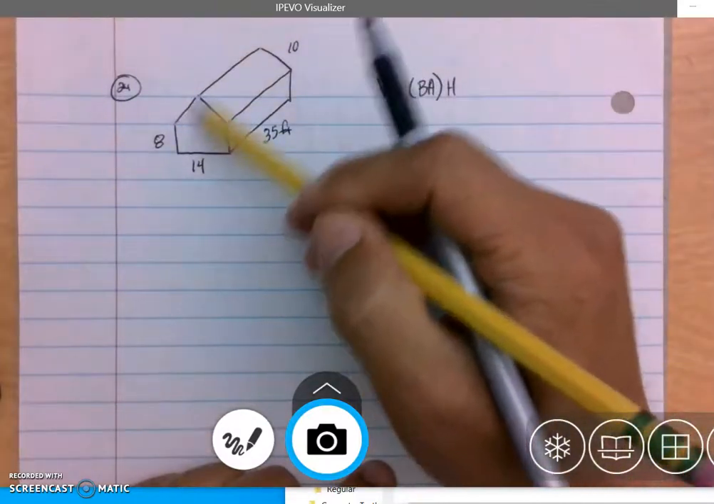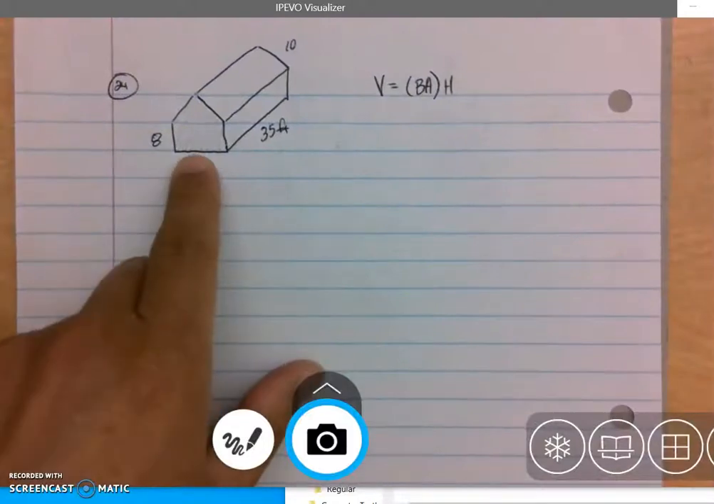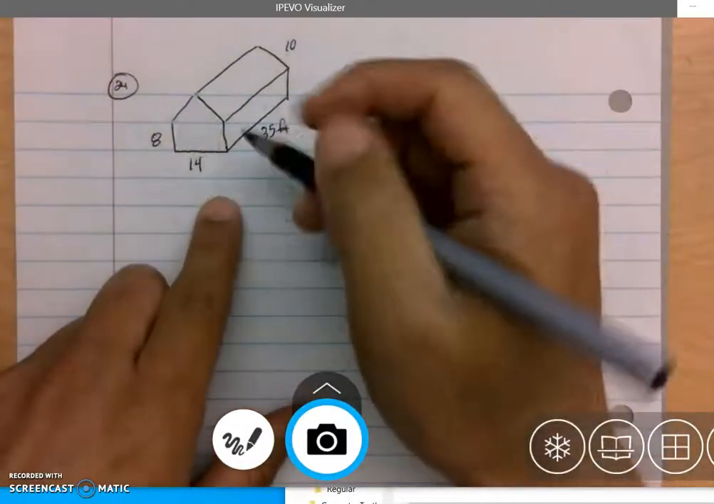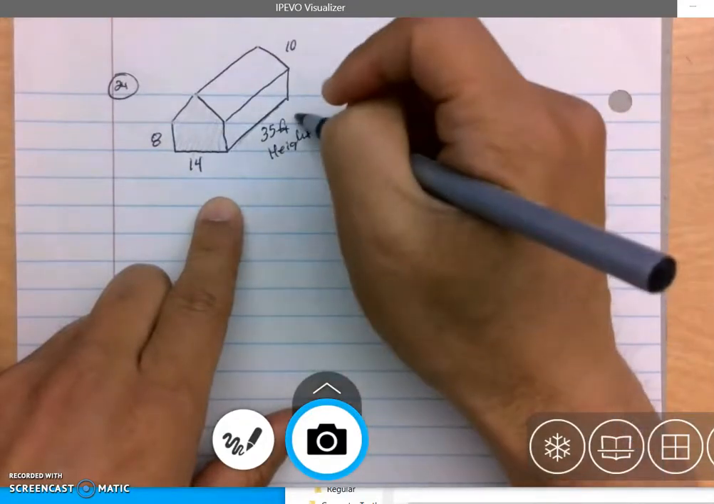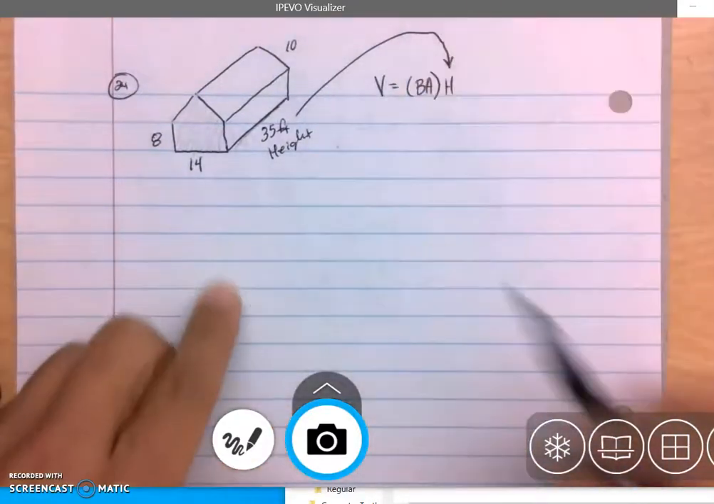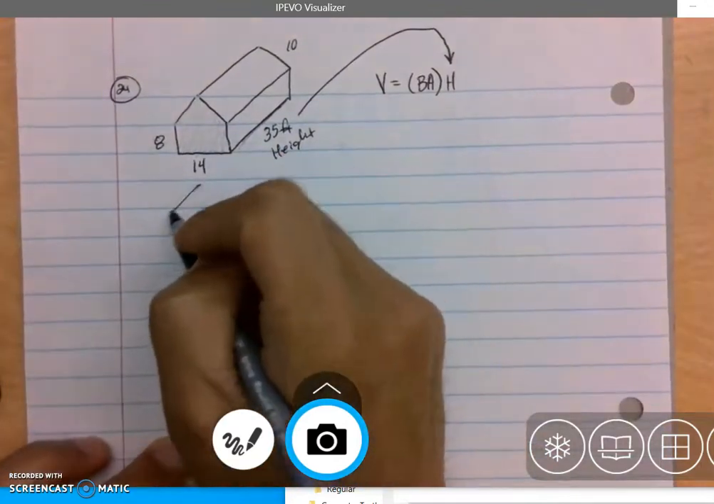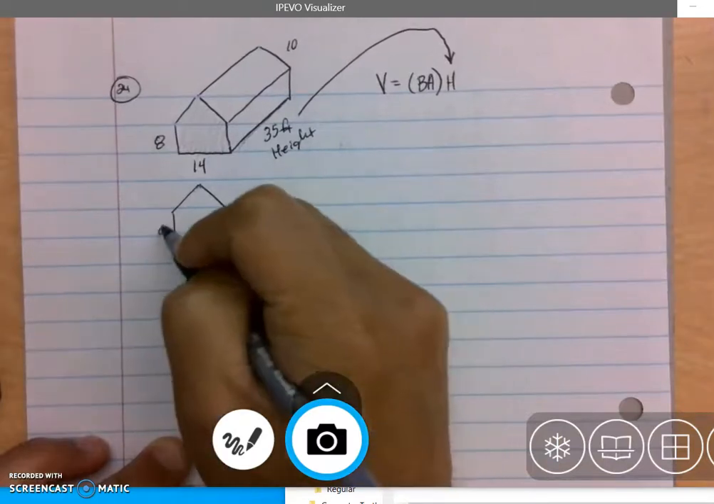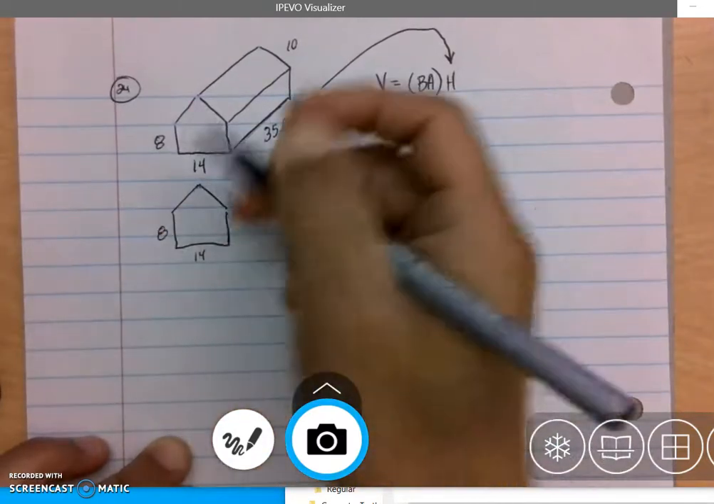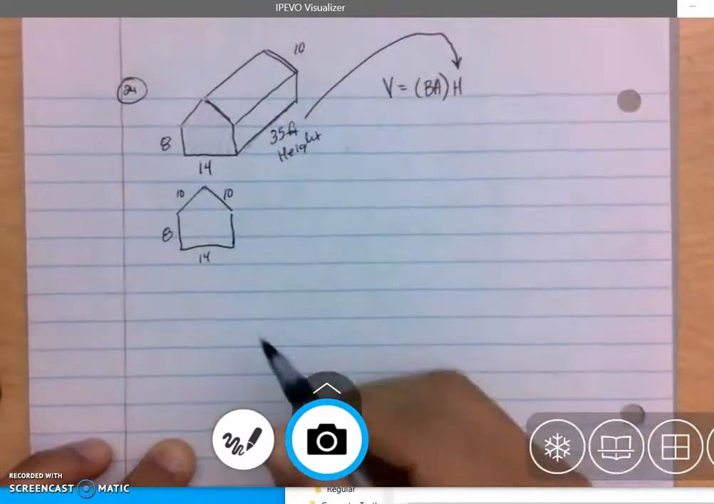Consider the base kind of like this front side of the house. And then this front to back would be considered the height. So the height is no problem. That's 35. The base area, though, that's what we've got to calculate. Okay. So basically, we are down to this guy here. We've got to figure out what is the area of this kind of front. Now this is 10. This is 10 here because it's the same as the back.